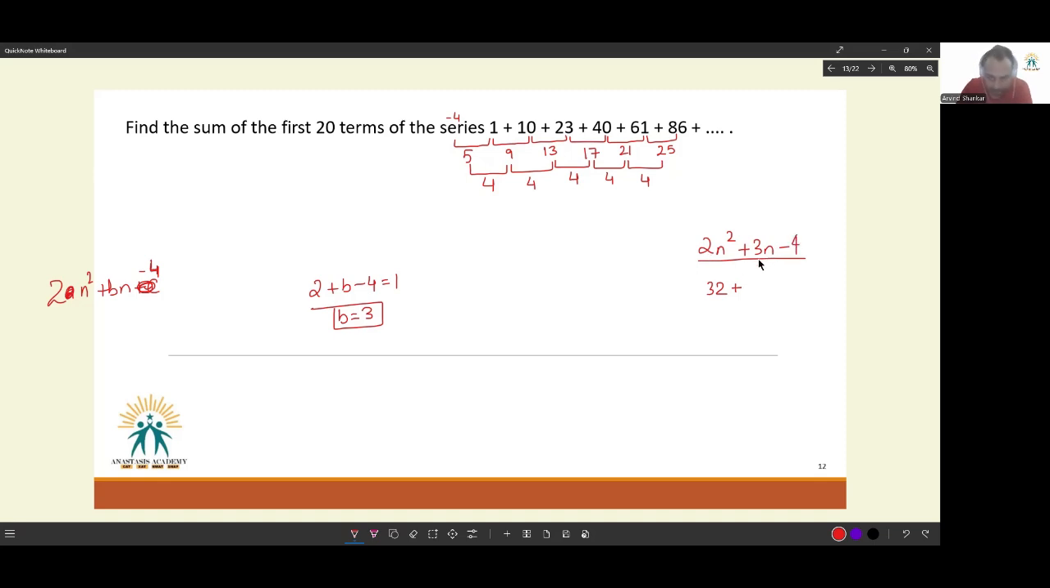Plus 3n will get me to 12. Minus 4 will get me to 40 indeed. So yes, this is absolutely fine. This general term identification is absolutely fine. Okay. Now let me do summation. Let me do summation of this.